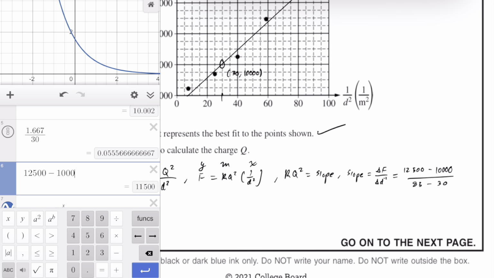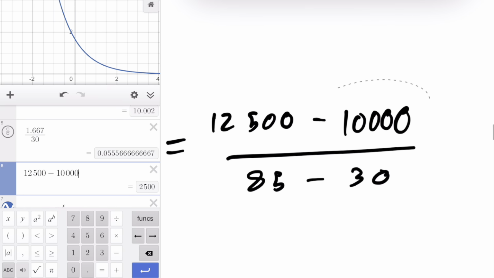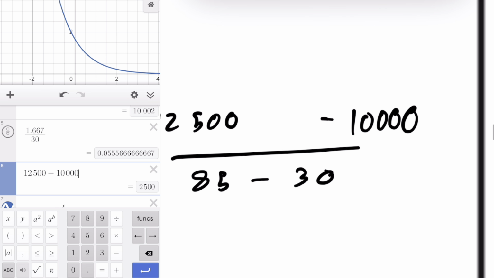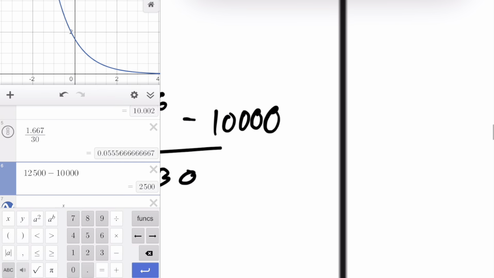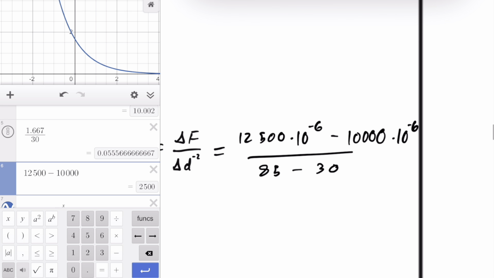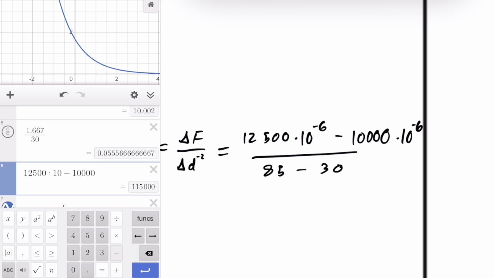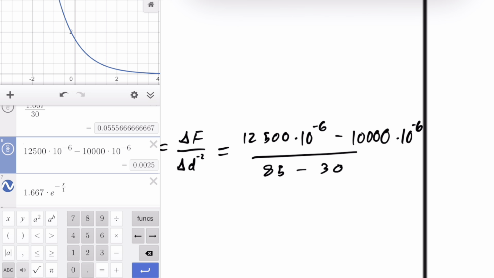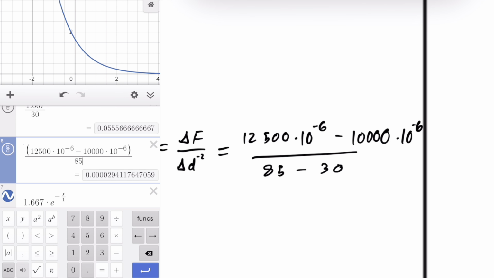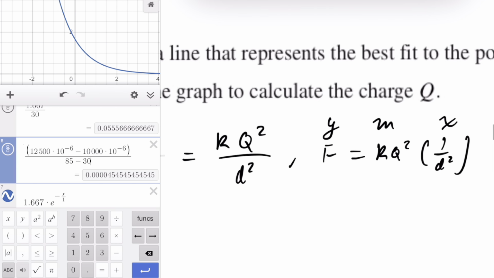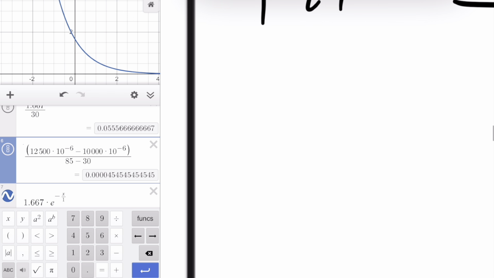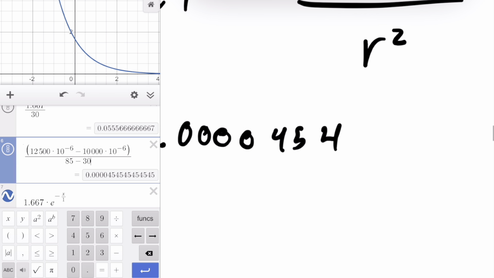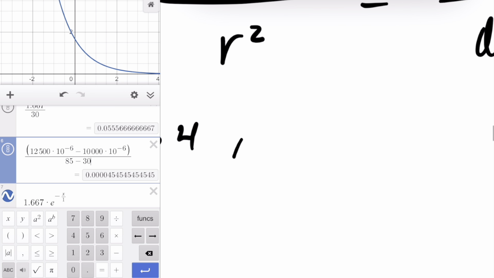12,500 minus 10,000. Oh, forgot a key point here. I said it's in micronewtons earlier. So we're going to write 10 to the negative 6 times 10 to the negative 6 so that we don't mess this up. Always account for your micronewtons if you see them, because micro is 10 to the negative 6. So there's that, and divide that by the change in x, which is 85 minus 30, I don't feel like doing that in my head. The slope is roughly equal to 0.1234454. Great.